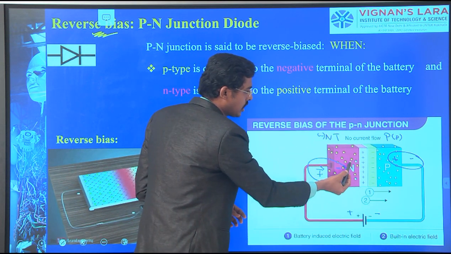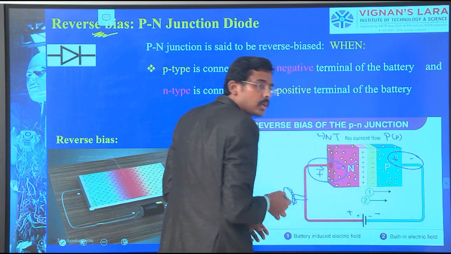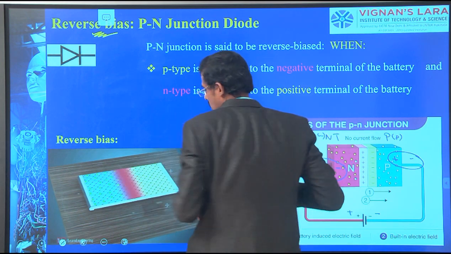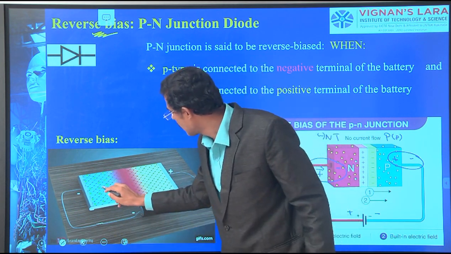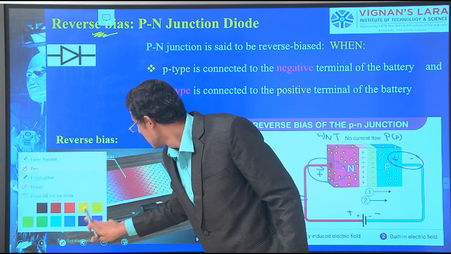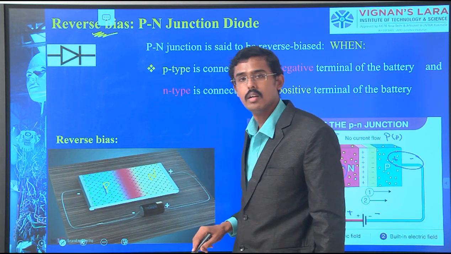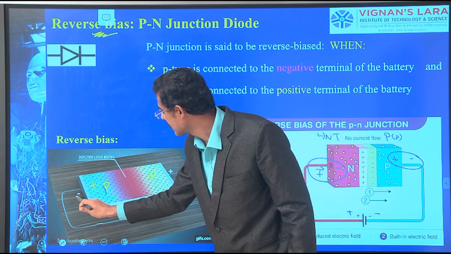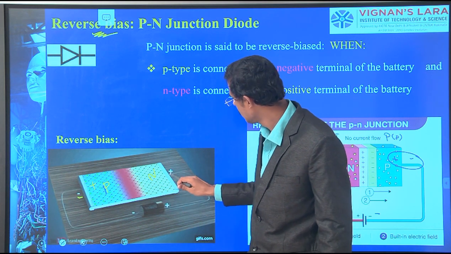It means the electrons should move from N to P and the circuit has to be closed, but the circuit is not closing in the reverse bias. See, that is what a small animation I have given shows. This is the p-type. This is the n-type. On the positive side of the p-type, I connected the negative. On the negative side, I have connected the positive.